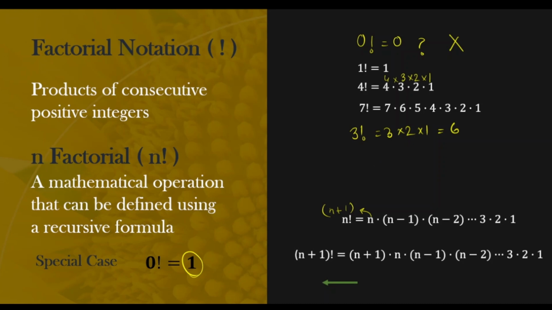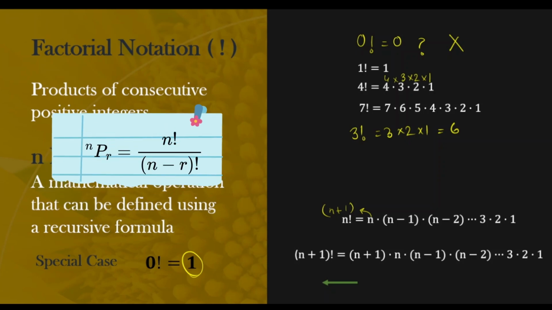Speaking of formulas, factorials are everywhere in math, especially in areas like combinatorics, where we calculate things like permutations and combinations.